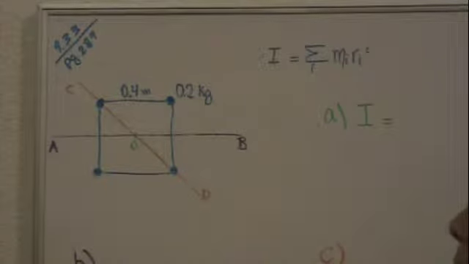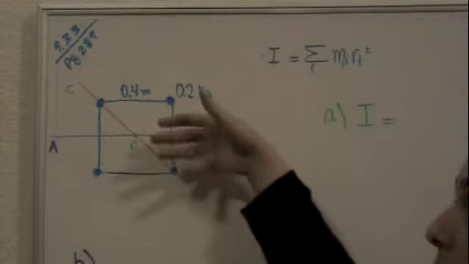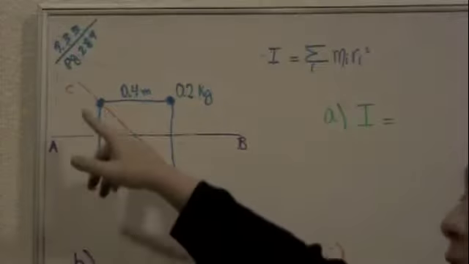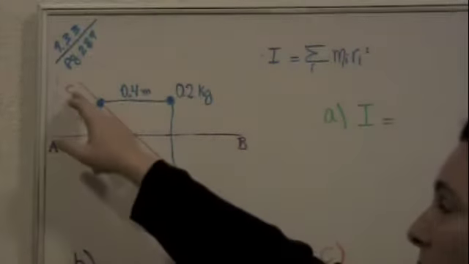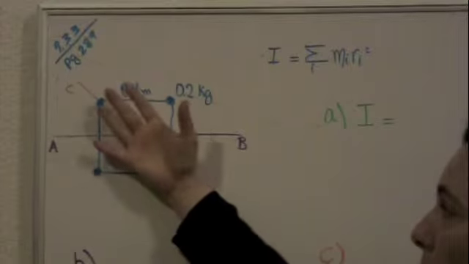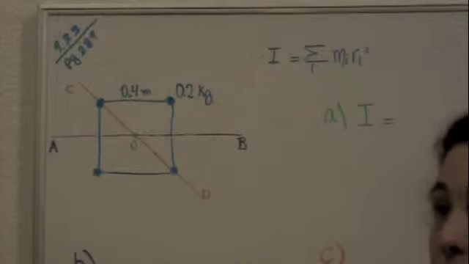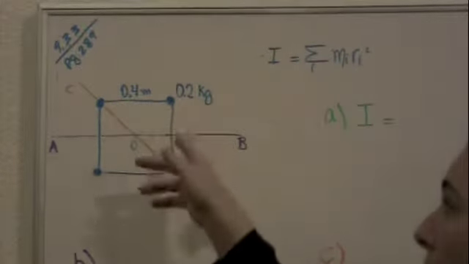Then on B, we'll compute the moment of inertia with respect to the axis AB. So if the distribution of masses would go like this. And on C, we'll compute the moment of inertia with respect to the axis CD, which will be going like this, all right?